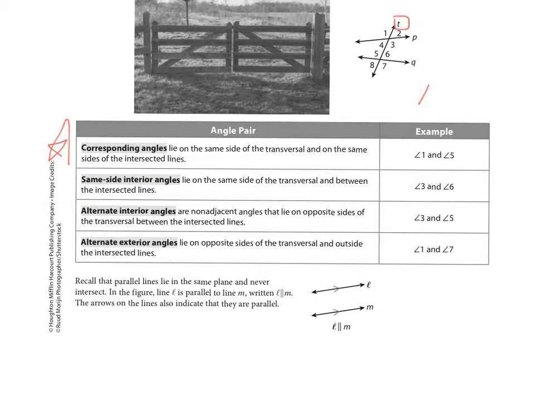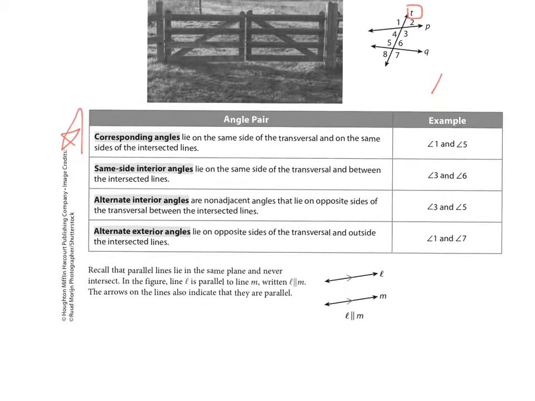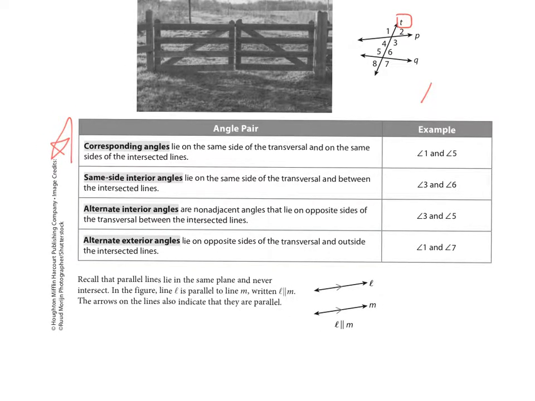Same side interior angles lie on the same side of the transversal between the intersected lines, 3 and 6. And then you have alternate. So I want you to read through these and look at the examples and make sure that you know where each of those are.